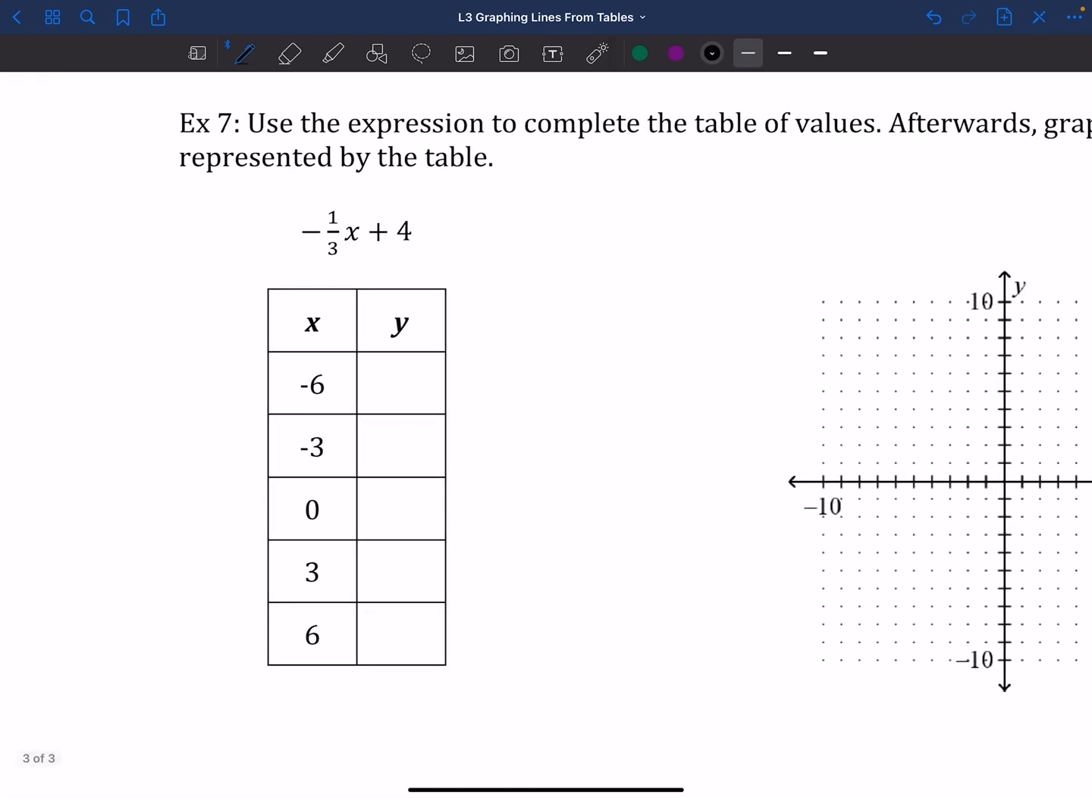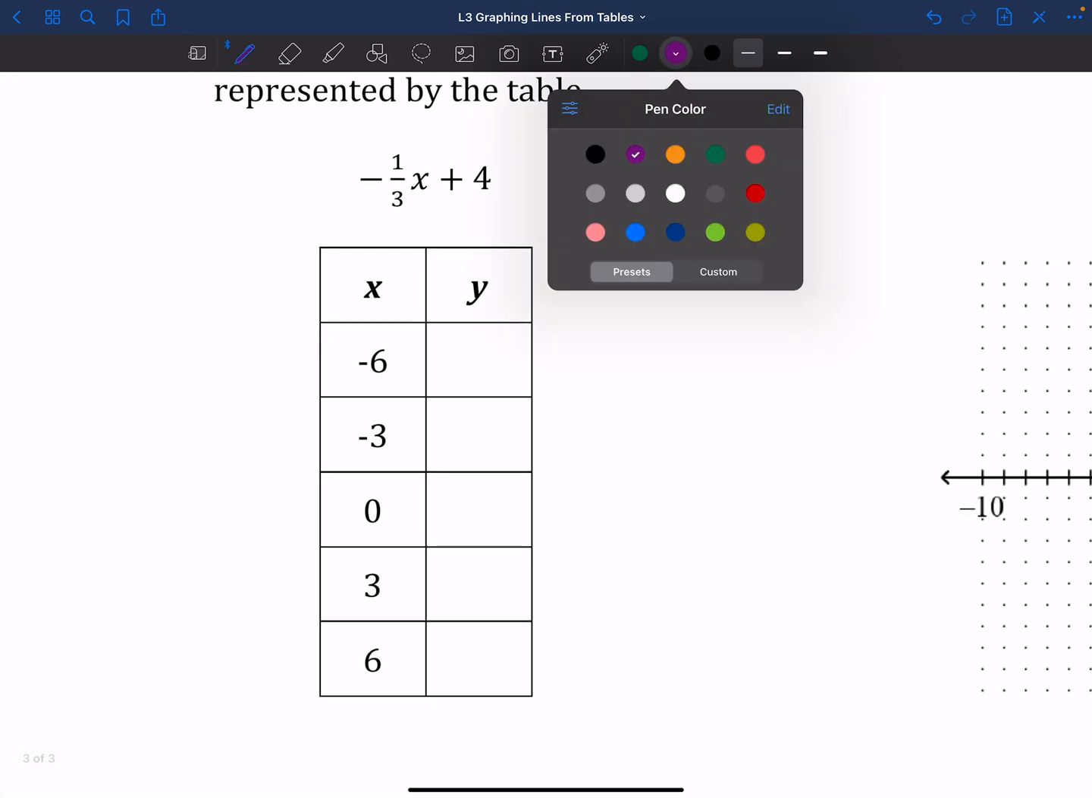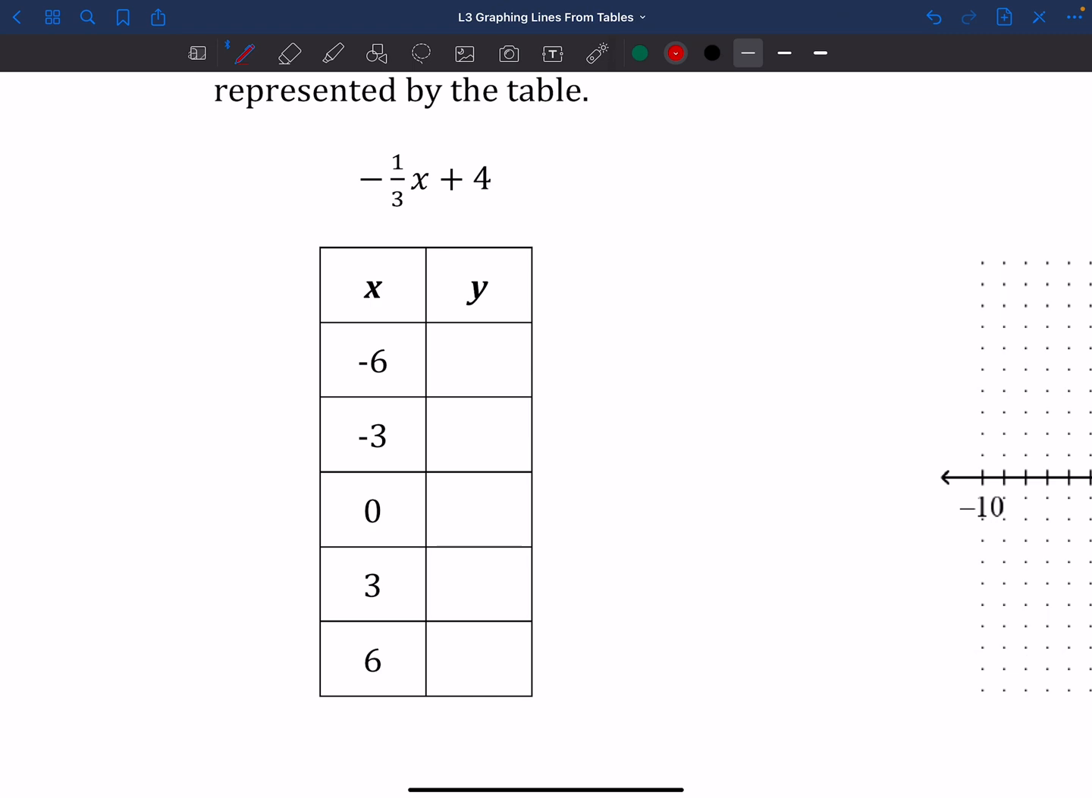So we got -1/3 x plus 4. And you might notice that I'm just pushing the graph entirely off the page right now. It's because we're going to worry about getting all these values filled in and then worry about the graph later. So if my x is -6, I'm going to do the same thing we did before. I'm going to plug it in to this same old thing, -1/3 times that x, and then plus 4.